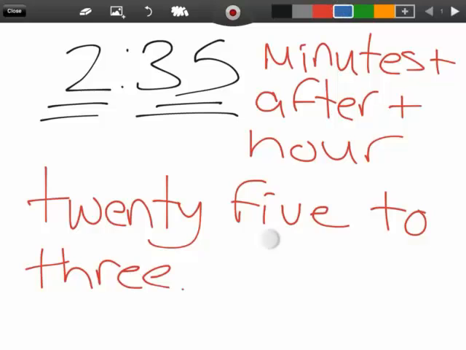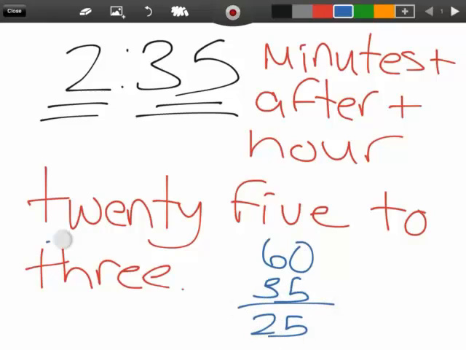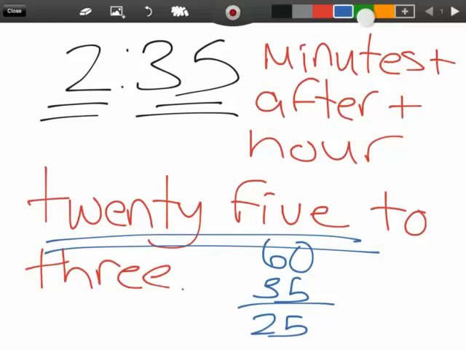So what I did here is, since there are 60 minutes in 1 hour, I took 60, subtracted 35 from it, and got 25. That is 25, that's right here. And since the next upcoming hour is 3 o'clock, which is here, I said 25 to 3. So there are 25 minutes left to 3 o'clock. And you could say 25 to 3.